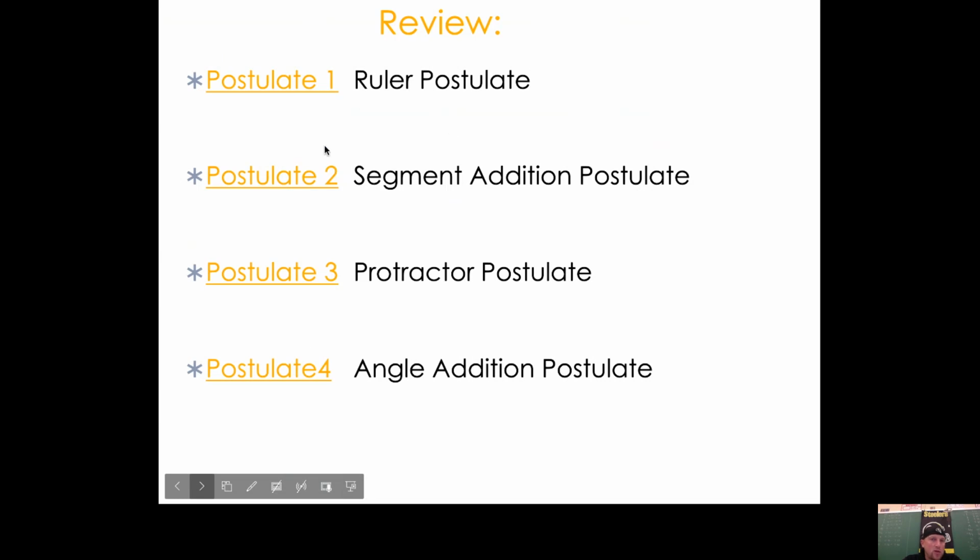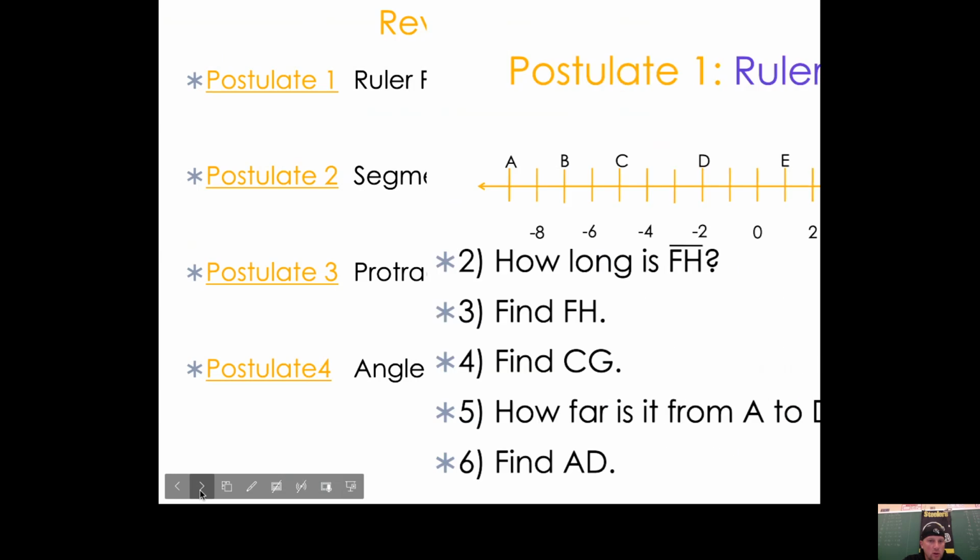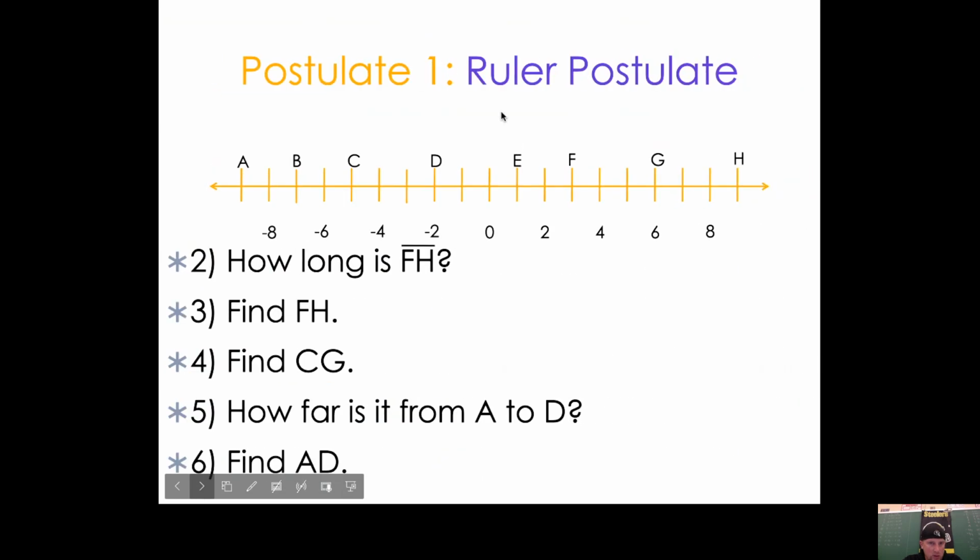Okay, so postulate 1 is the ruler postulate. We've gone over that. Same thing with postulate 2, the segment addition postulate. The protractor postulate is postulate 3, and the angle addition postulate is postulate 4. We're going to go again. So these are some examples that you have already done using the ruler postulate.